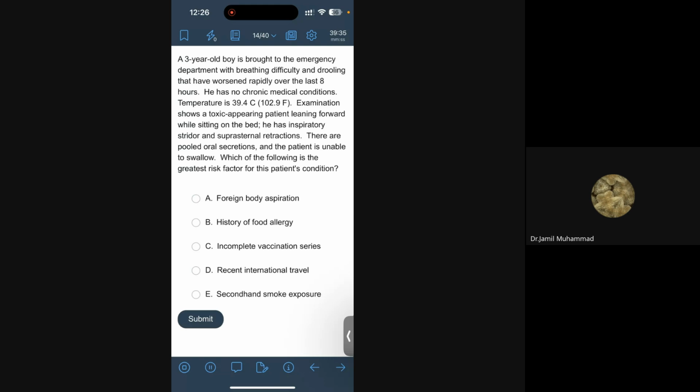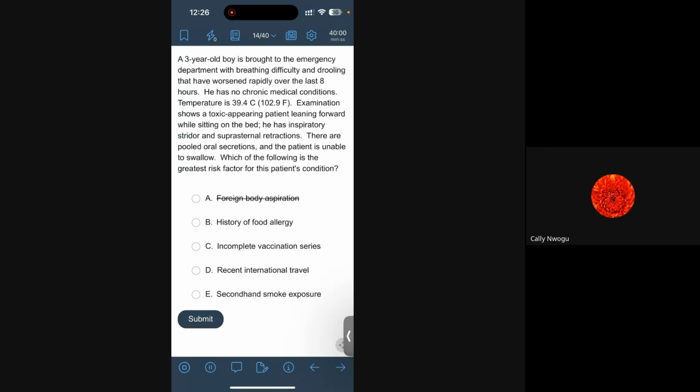Okay. If I say the answer is foreign body aspiration, then what clue or hint in this question is telling us that it is not foreign body aspiration? Fever, drooling. Fever, yes. Because you are not going to see fever in a foreign body aspiration case, right?